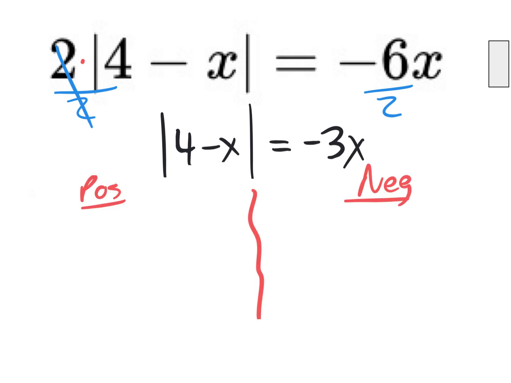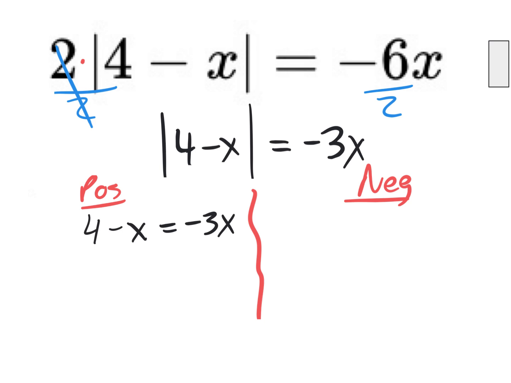And let's review how to set those up. How do you set up the positive situation? You write it exactly the way it is without the absolute values. So it's going to be 4 minus x, just write it out, 4 minus x equals negative 3x. Identical. You don't change anything. Identical, but you just don't write those absolute values.